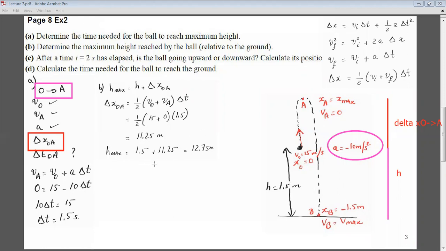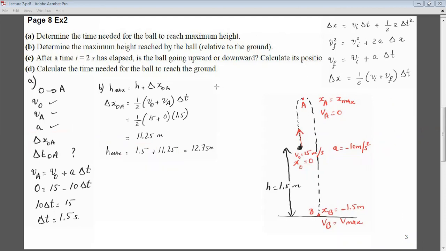Delta XOA is 11.25. You add to it the 1.5 height from the ground, and then you get H maximum. Okay. Beautiful drawings. Part C. After time t equal 2 seconds, is the ball going upward or downward?